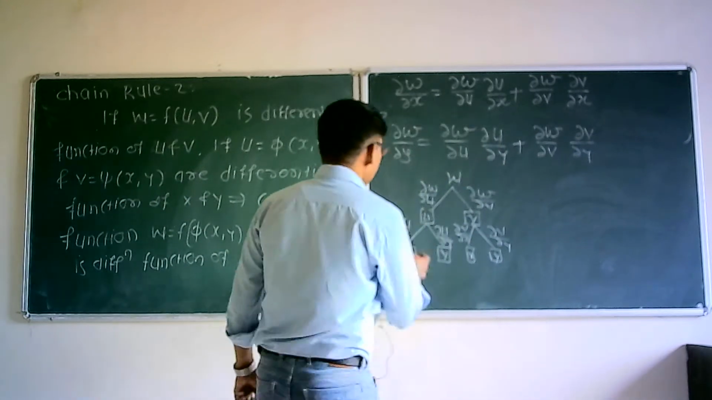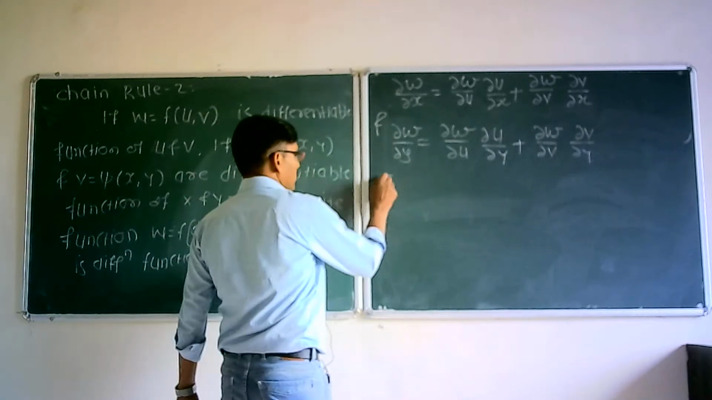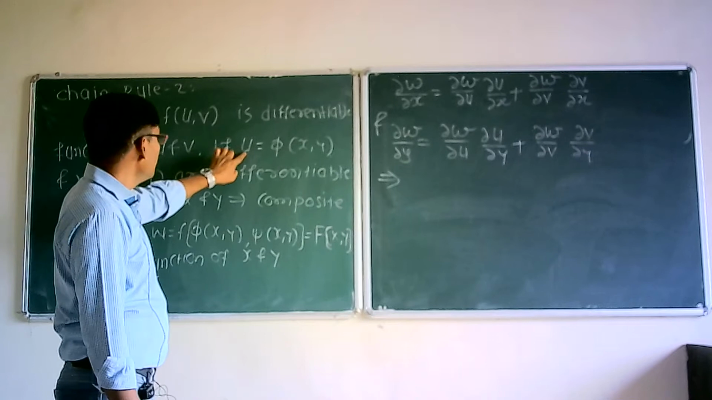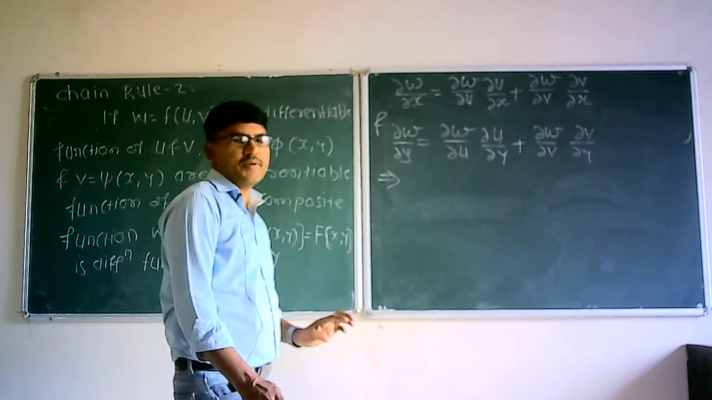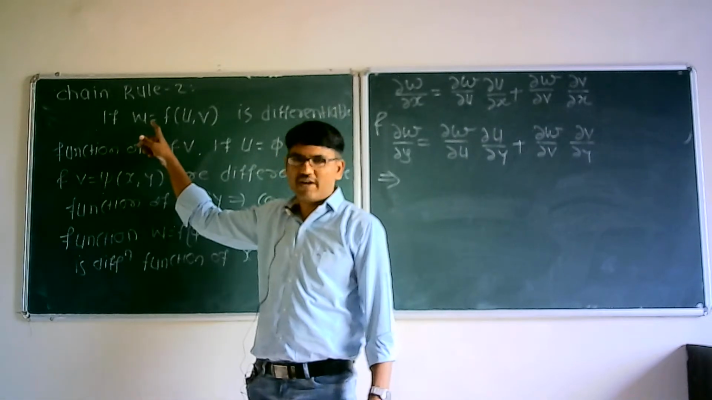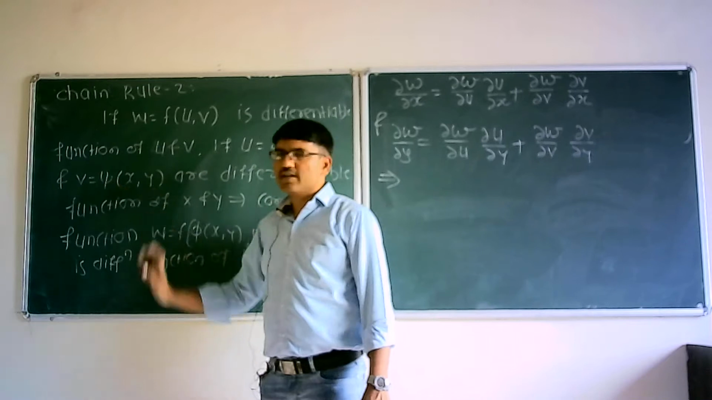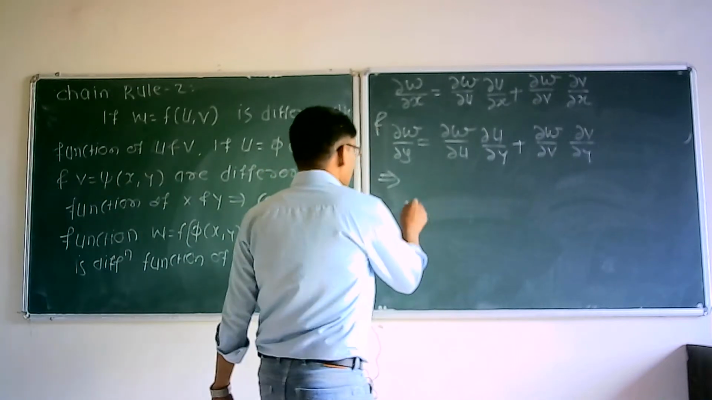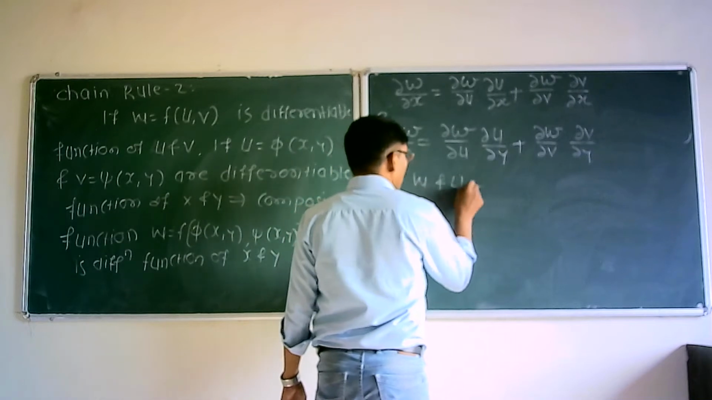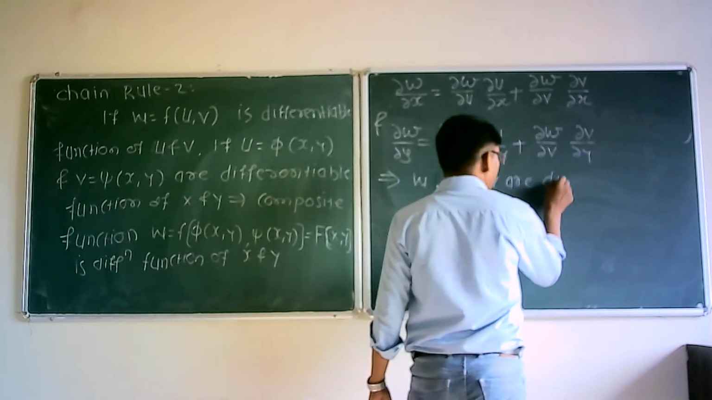So what is given? We are given that w, u and v are differentiable functions. W is a differentiable function of u and v, u is a differentiable function of x and y, and v is a differentiable function of x and y.